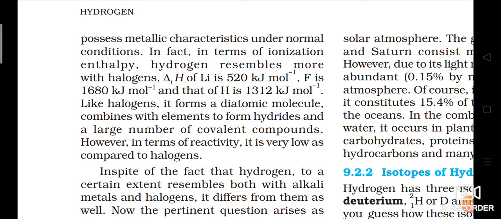And like halogens, it forms a diatomic molecule, combining with elements to form hydrides and a large number of covalent compounds.